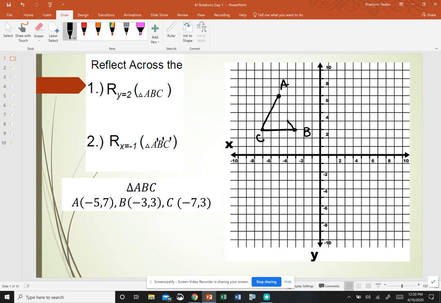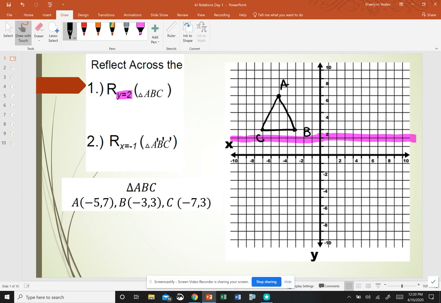Here's my cute little triangle. All right, and the first one we're going to do is reflect over y = 2. And then we're going to get A prime, B prime, C prime. So we're going to find y = 2. It's right there. So we're going to reflect over that line.